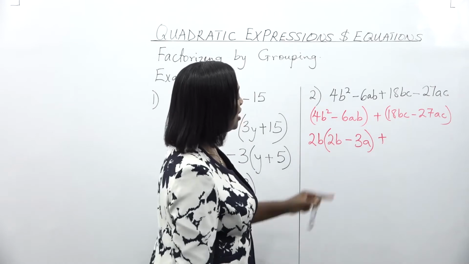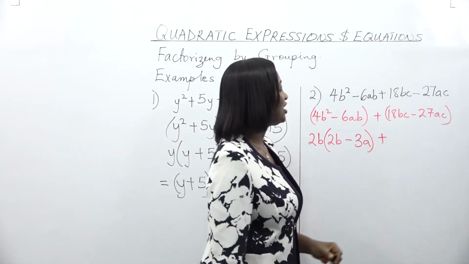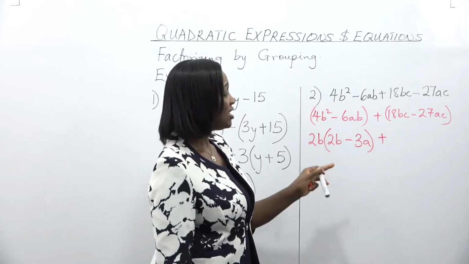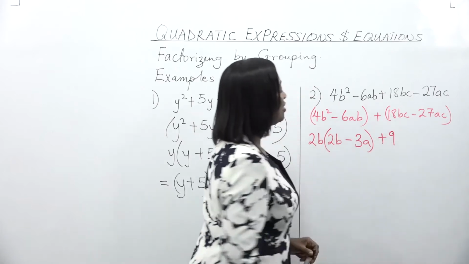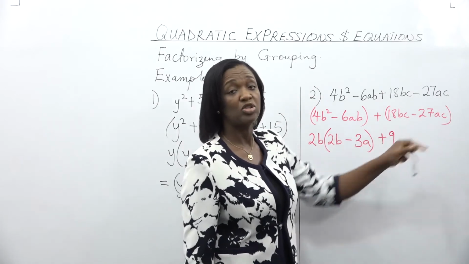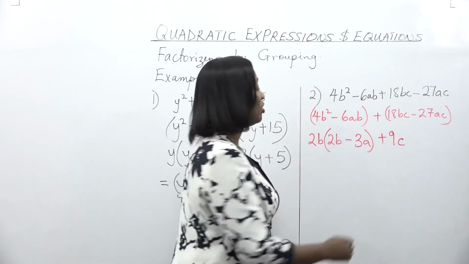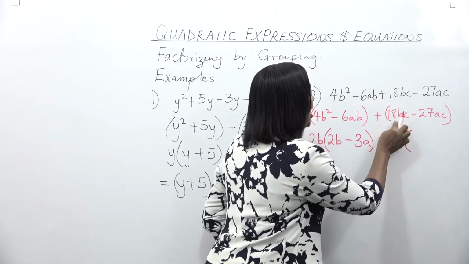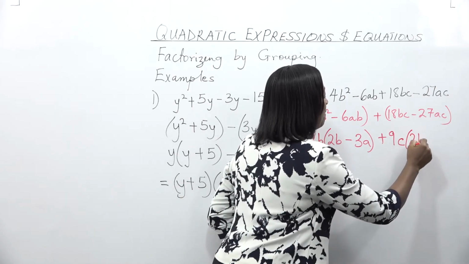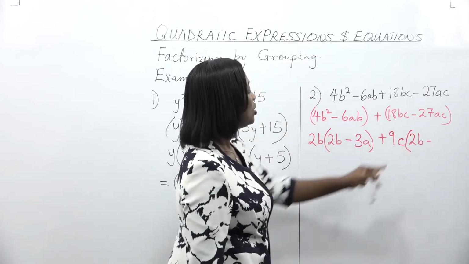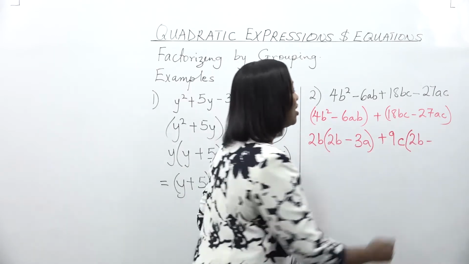plus 18bc and 27ac. What's common to them? 9 is common to 18 and 27, so we factorize 9. And also, c is common to both terms, so we also factorize c. So 9c is common. 18bc divided by 9c would leave us with 2b, minus 27ac divided by 9c would leave us with 3a.